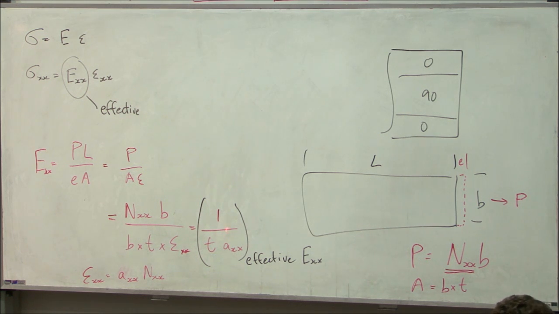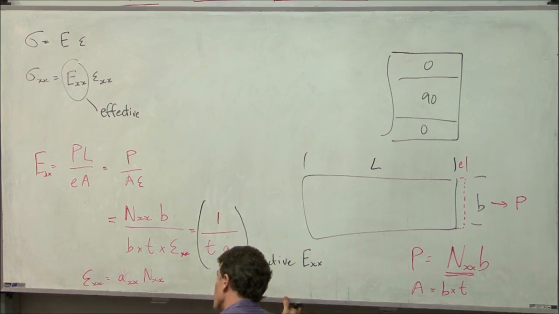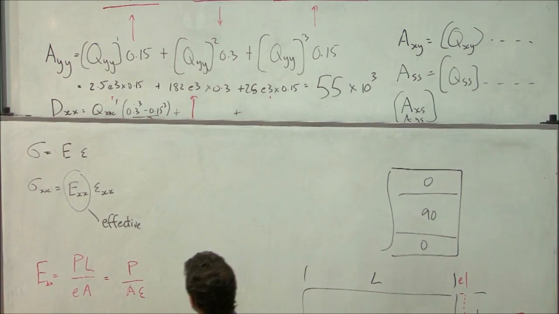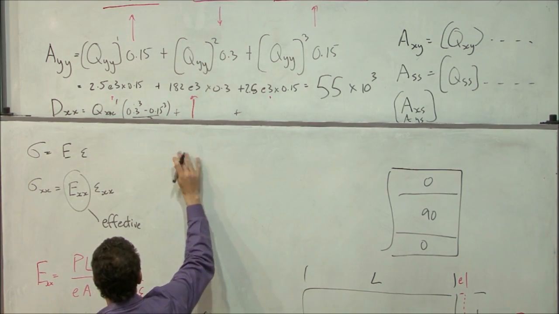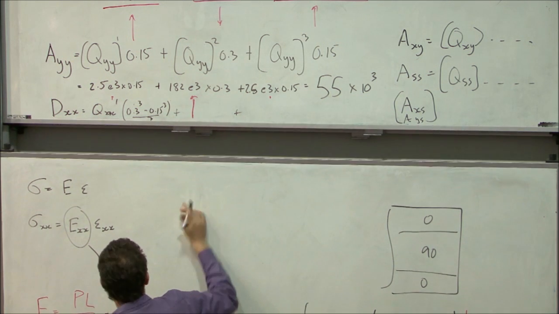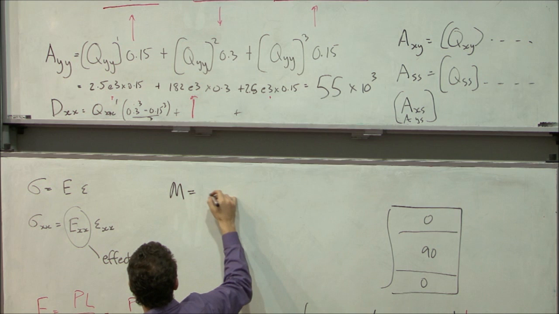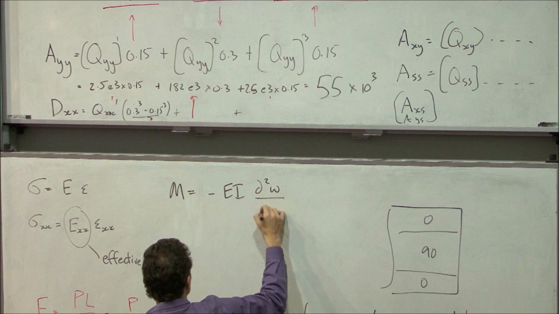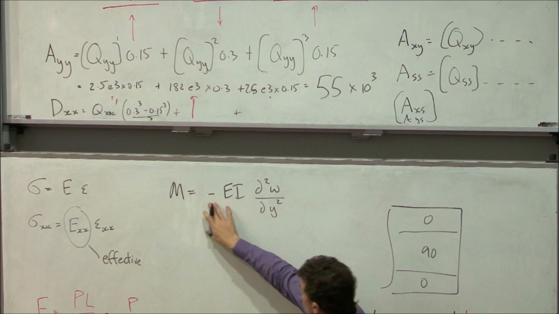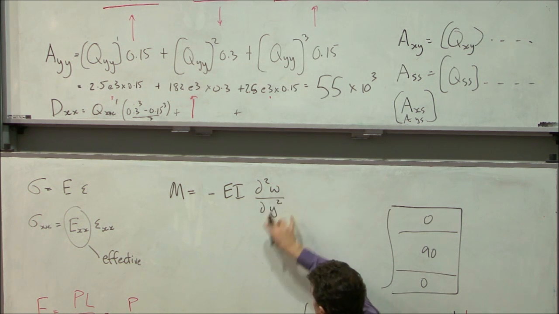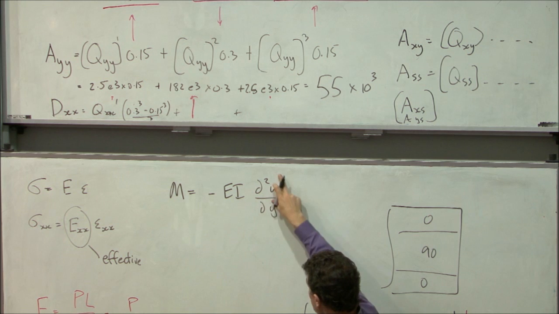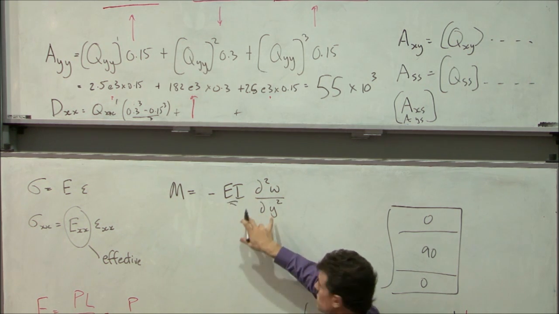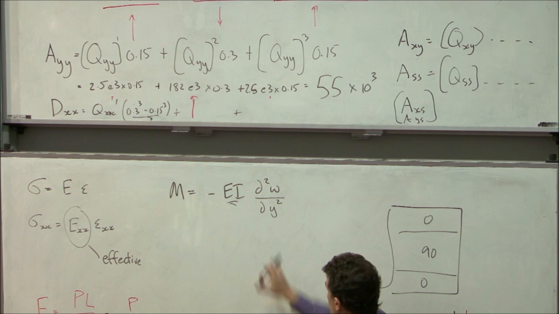So we can also do this for bending as well. There's a tutorial question where you're asked to do this, I believe. If there's not, I'll put one up. In bending calculations, bending moment is minus EI times d2w/dy squared. So this is minus the bending stiffness times the curvature.